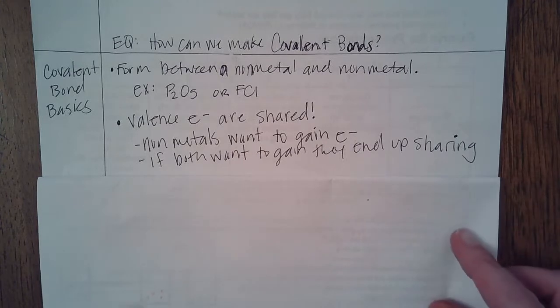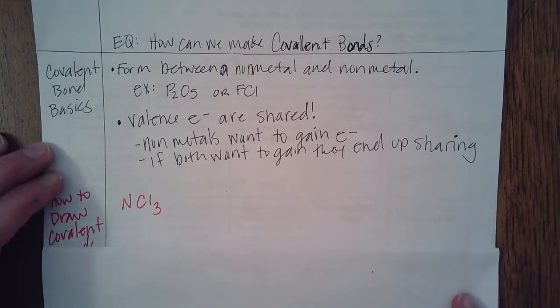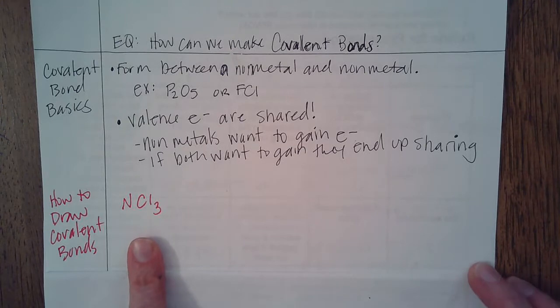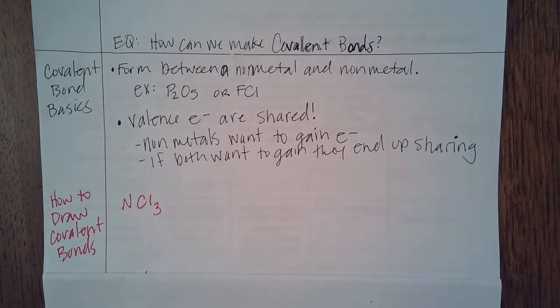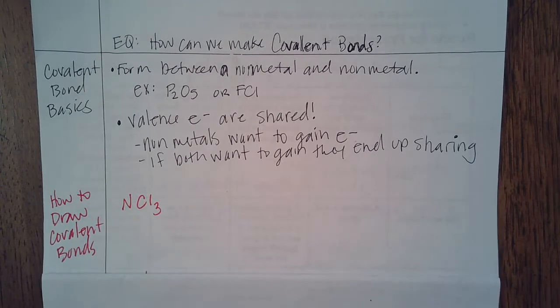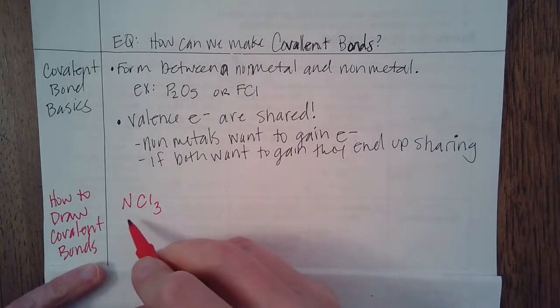And again, if I'm going too fast for writing, you just stop the video and write and then continue on your way. So the next thing we're going to do is, how do we draw these things? How do we draw them to become covalent bonds? So we're going to take NCl3, and the first thing you're going to do is you're going to write the Lewis structures for these guys.